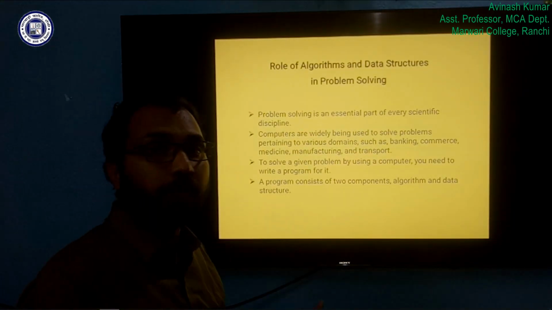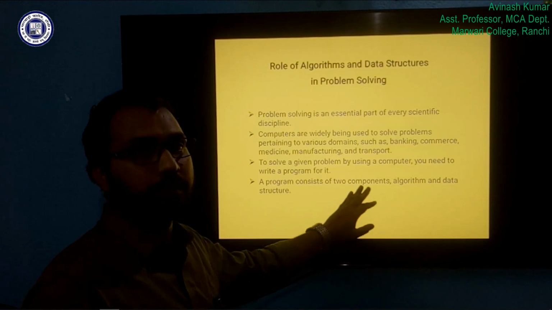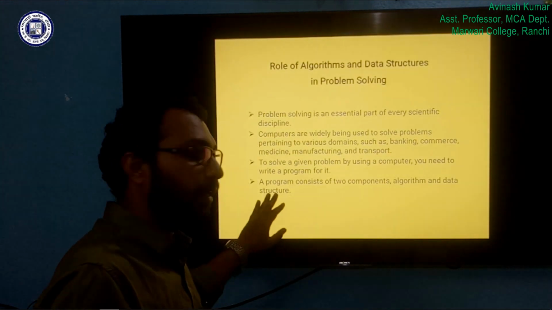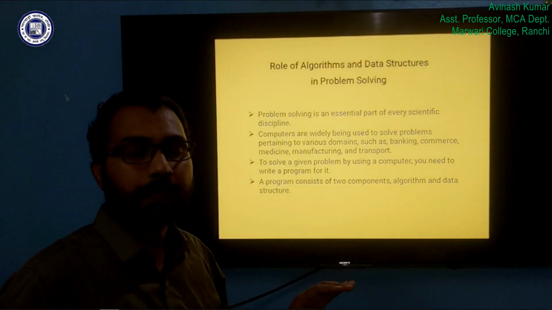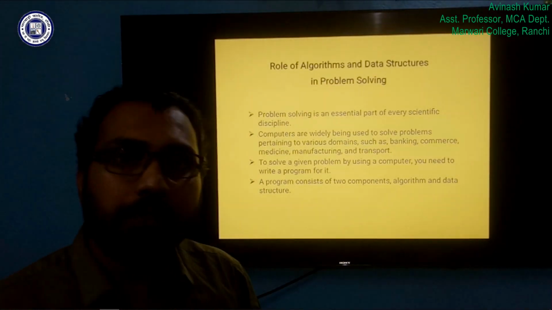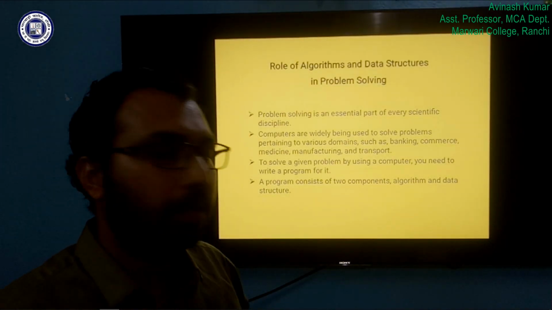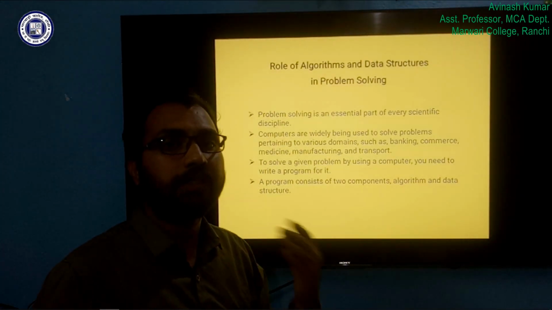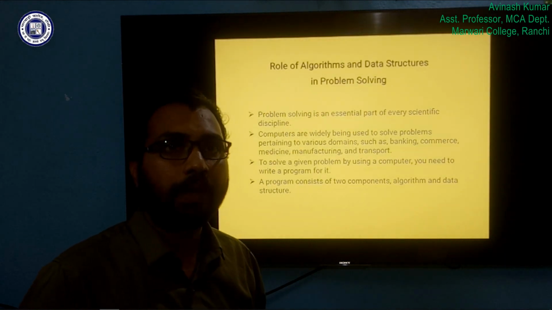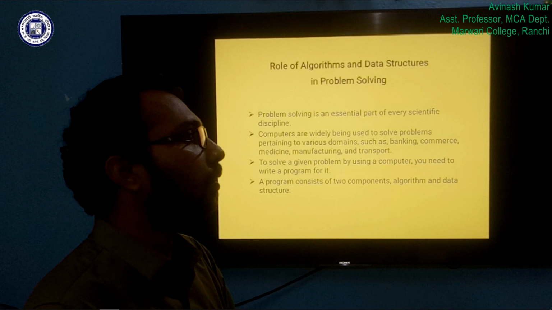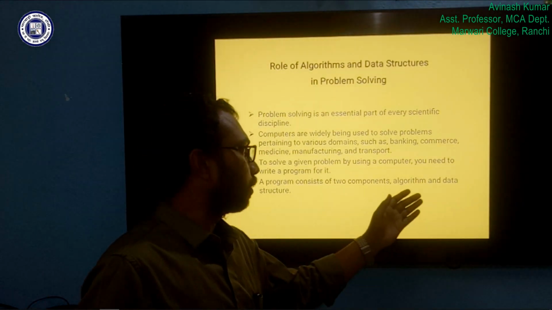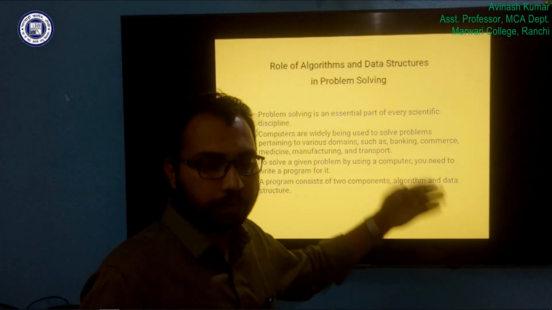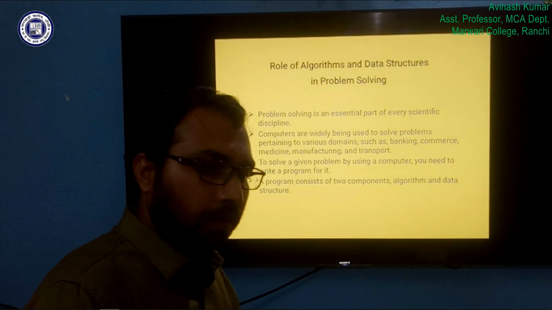So what is a program? A program consists of two components. The first is the algorithm, and the second one is a data structure. In this paper we are going to discuss data structures. Now this data structure is the second thing in writing a program. First we need to have the concept of solving the problem, and this concept can only be clarified and illustrated using an algorithm. So let us look at algorithms.